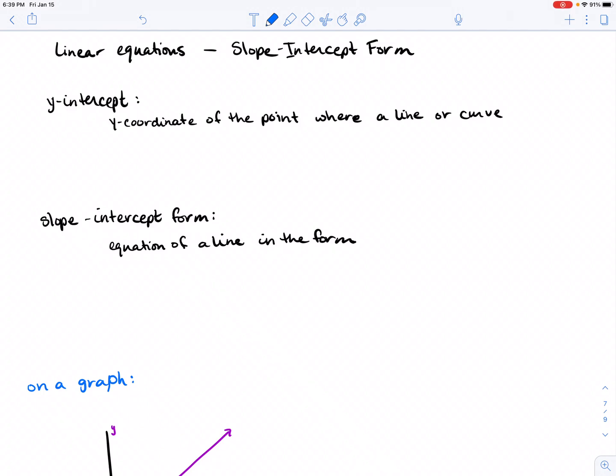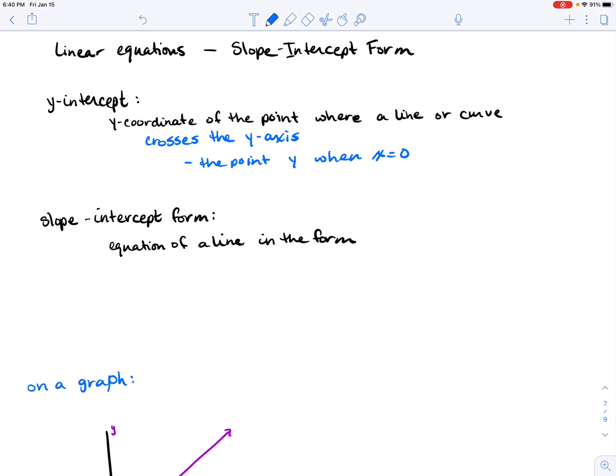Welcome to the tutorial for linear equations in slope-intercept form. We know from previous tutorials that the y-intercept is the y-coordinate of the point where a line or a curve crosses the y-axis. We also know that it's the point y when x equals 0.